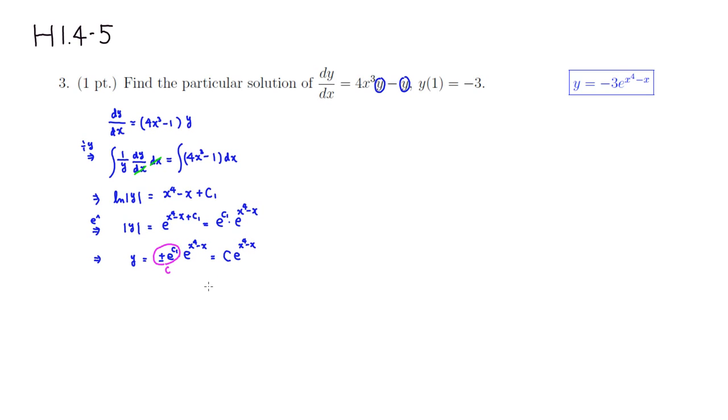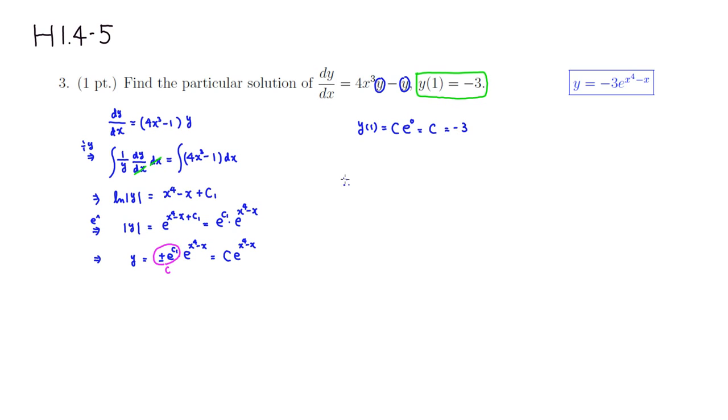So we can find c using this initial value condition here. So plug in x equals 1. So y of 1 is equal to, you have a c, you have an e to the, 1 to the 4th minus 1 is 0, so e to the 0. But e to the 0 is simply 1, so this is c. But it's supposed to be equal to negative 3, so c is negative 3.